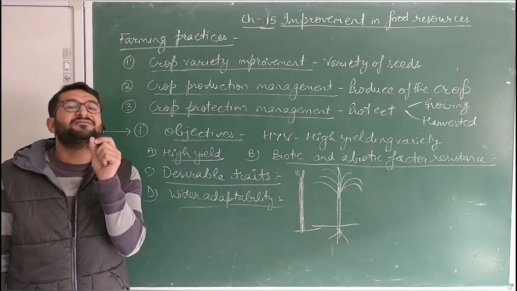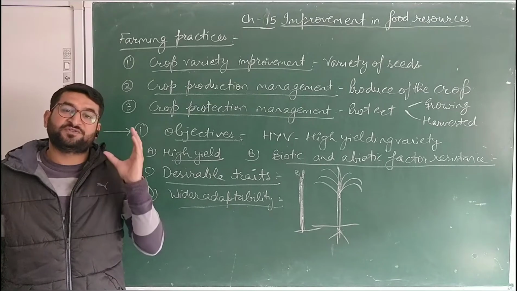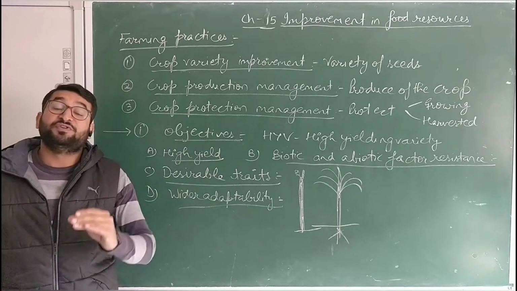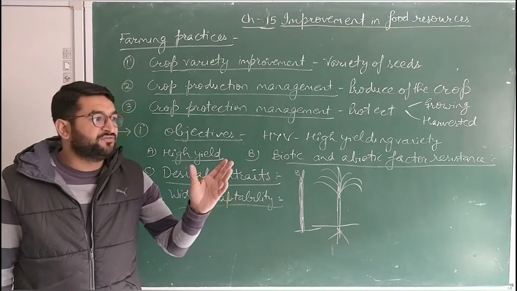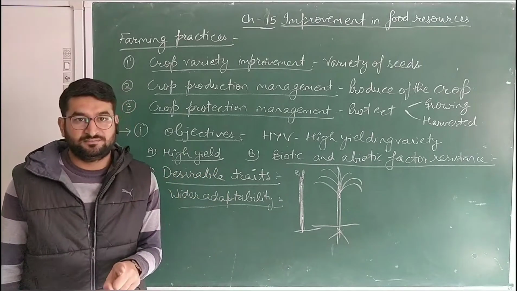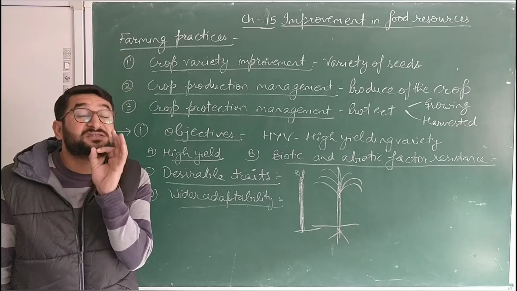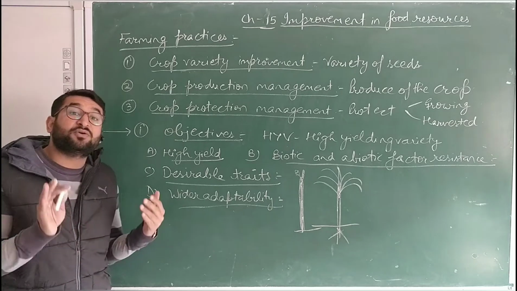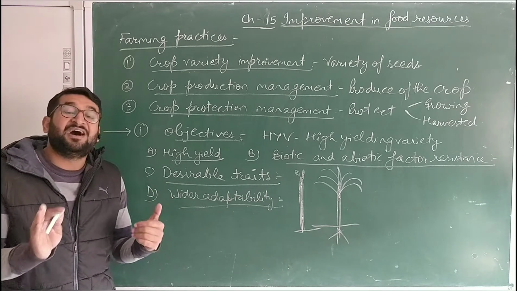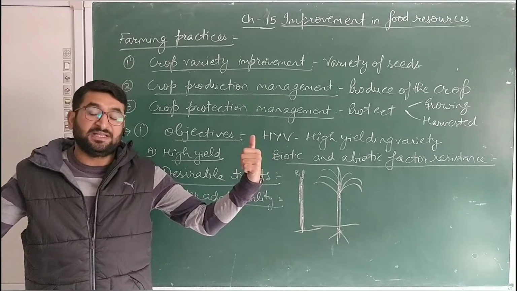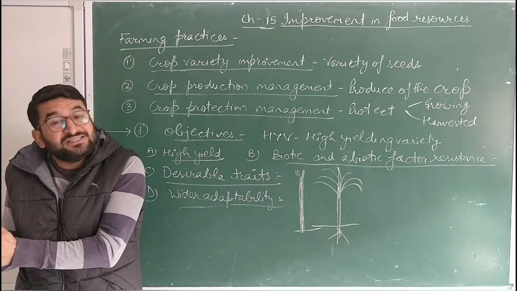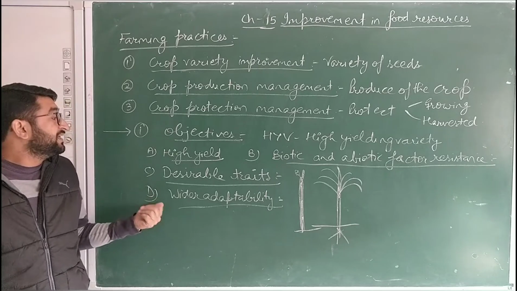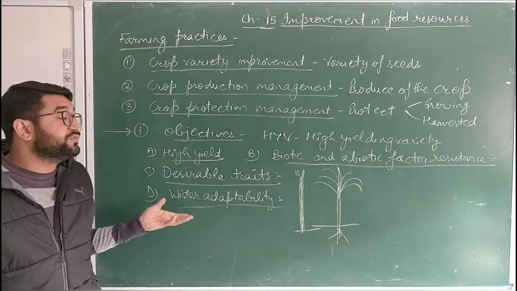Wider adaptability means we require a plant which will grow at the higher temperatures as well as at the lower temperatures, which will grow in the water logging condition if water is more, and also grows in drought. Although we do not have such kind of varieties, we are working on it. It grows in the lack of nutrients as well as if nutrients are in excess in the soil. So these are certain features on which we decide the objectives.